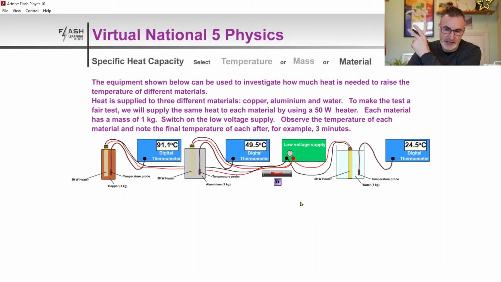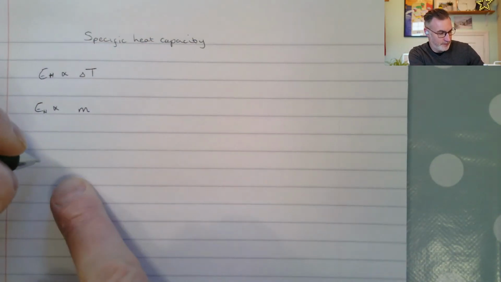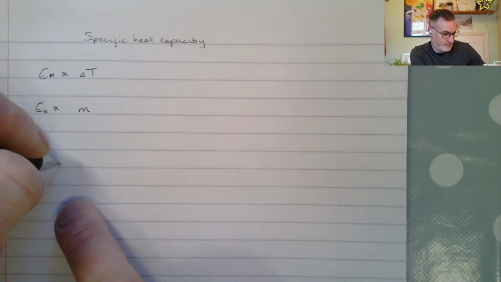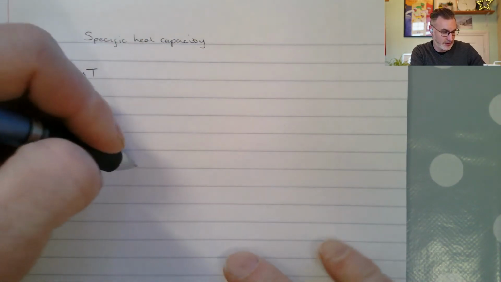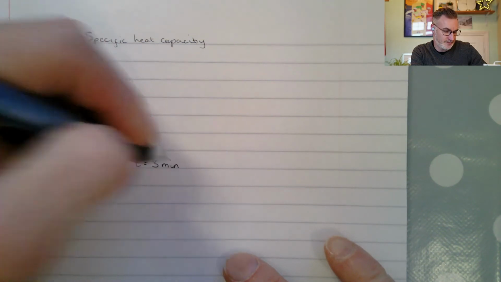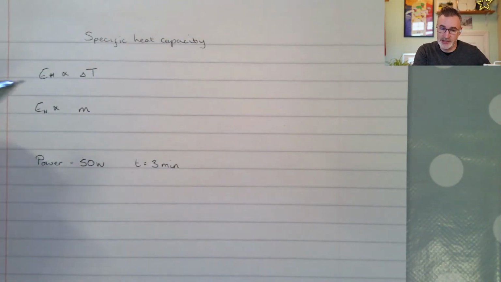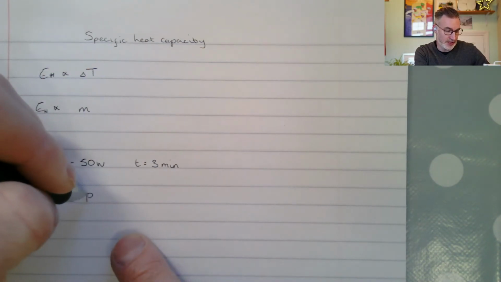So, let's think about this for a second. We have a 50-watt heater, and we've raised the temperature for 3 minutes. So, the power of our heater is 50 watts, and we've done that for time 3 minutes. We can work out the energy that the heater supplied in those 3 minutes by energy is power times time.